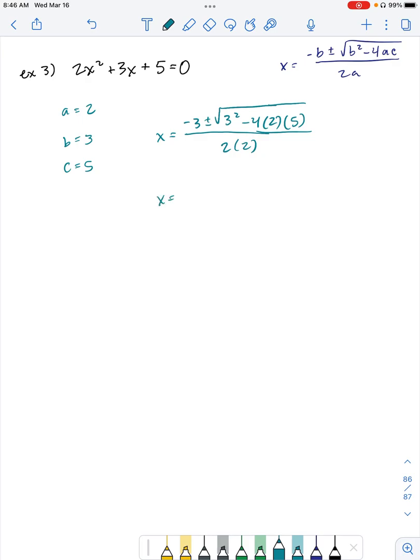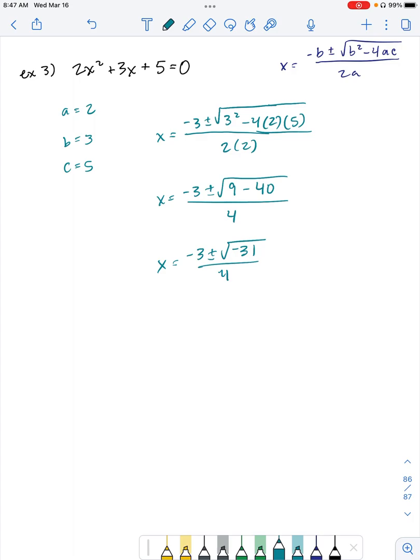Simplifying underneath the radical, we have negative 3 plus or minus the square root of 9. 4 times 2 times 5 is 40. 9 minus 40, over 4. Negative 3 plus or minus the square root of negative 31 over 4.